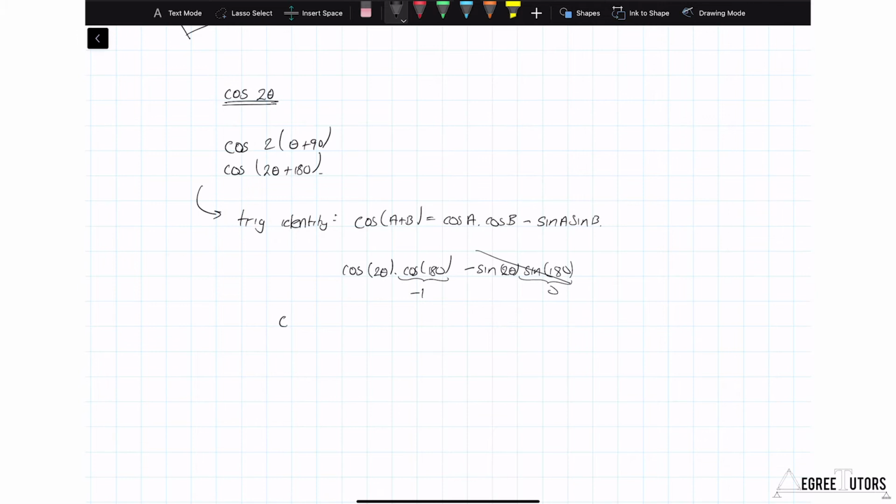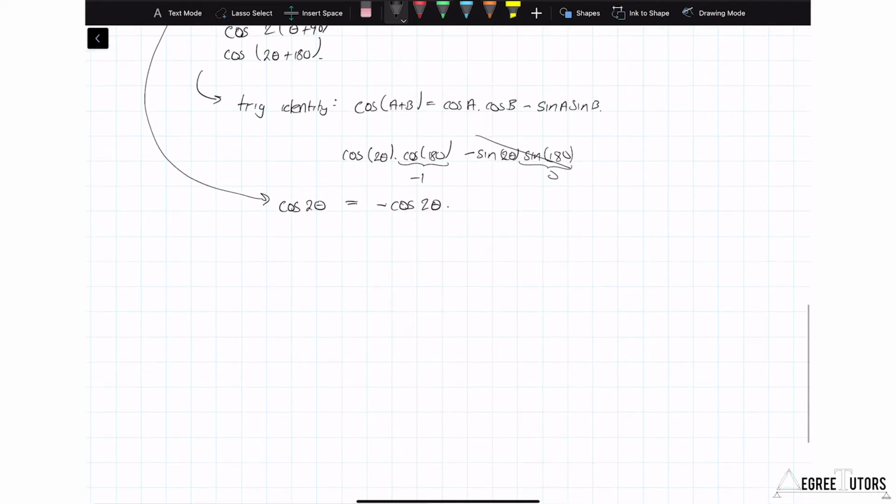And so what we can say is that the cosine of 2 theta that we started off with, when we sub in theta plus 90, we end up with minus the cosine of 2 theta. All right, that's okay. And then similarly, by a very similar process, the sine of 2 theta goes to minus the sine of 2 theta when theta goes to theta plus 90.